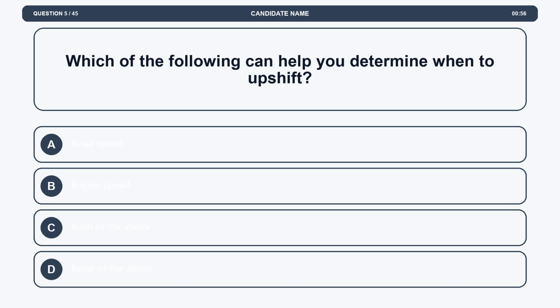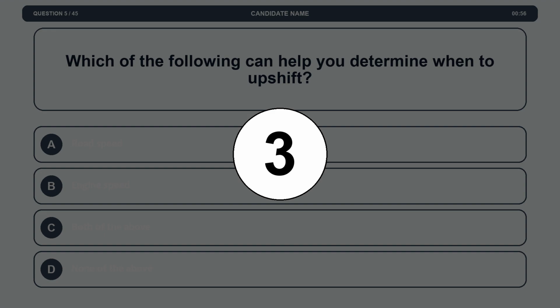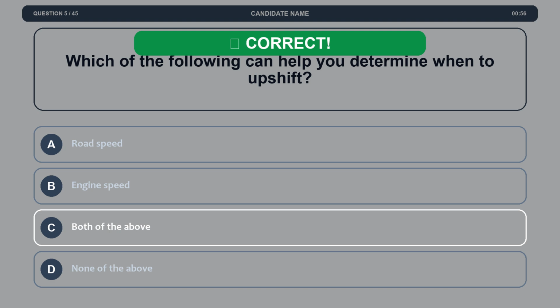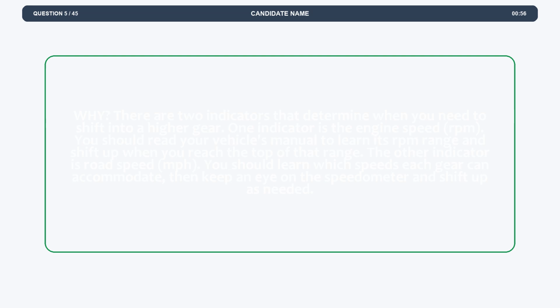Question 5. Which of the following can help you determine when to upshift? Option A. Road speed. Option B. Engine speed. Option C. Both of the above. Option D. None of the above. The correct answer is option C. Both of the above. Explanation.